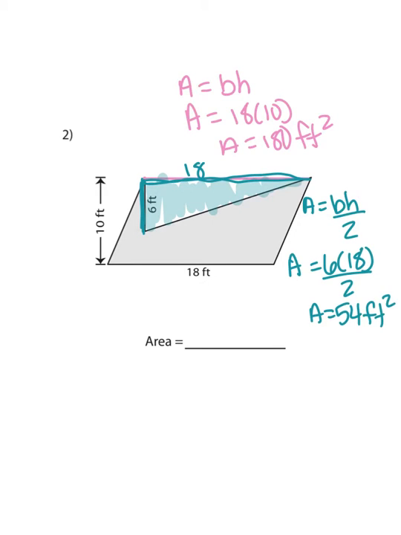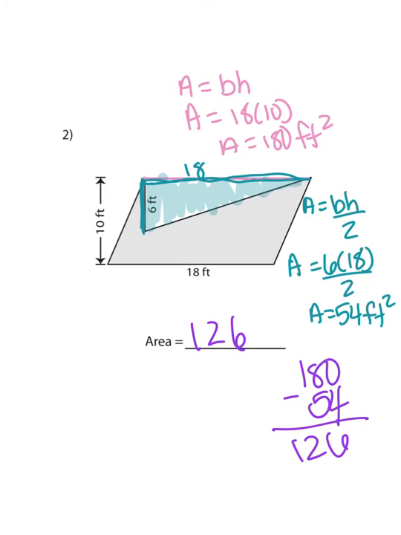So what do I do with this? Well, I'm going to take that parallelogram, the area of the parallelogram right here, and I'm going to subtract the area of the triangle. So I am going to do 180 minus 54. And I'm going to get 126. So that means the area of this funky looking shape is 126 square feet. So let's do the next one.